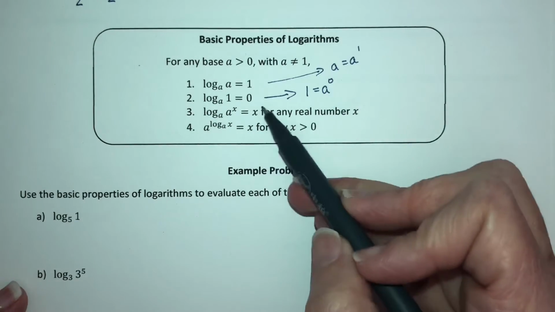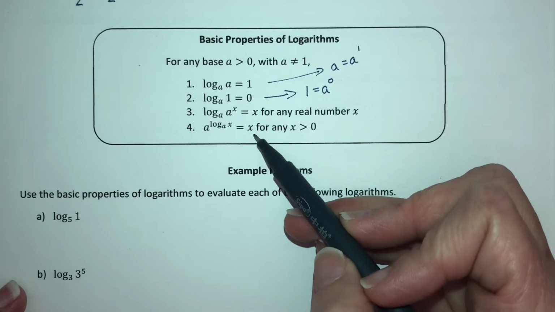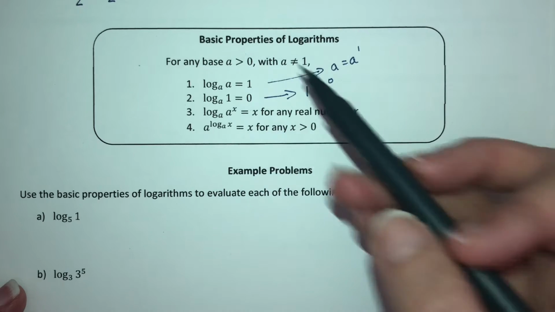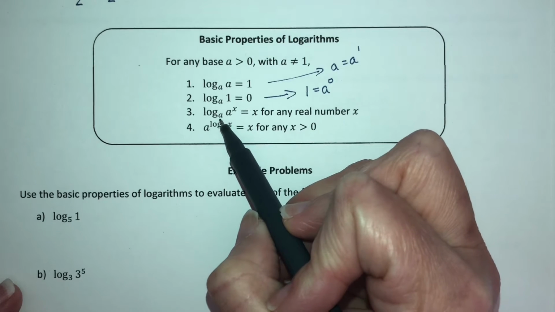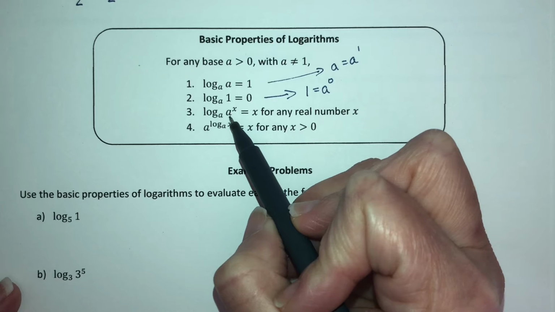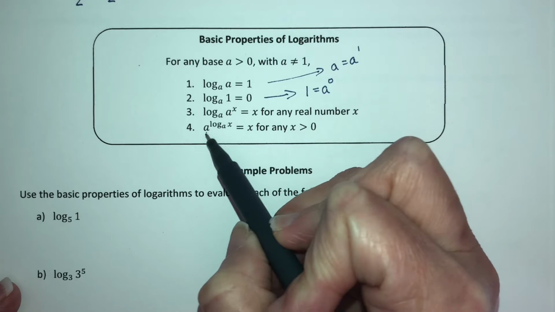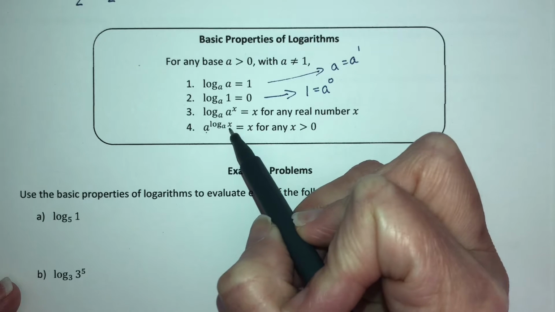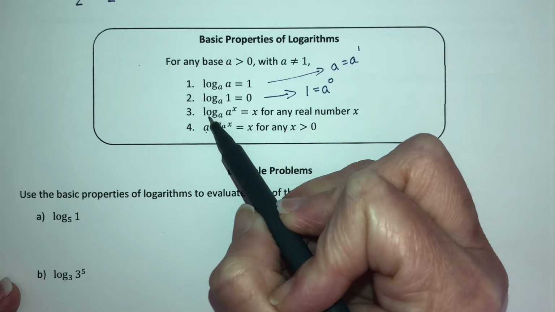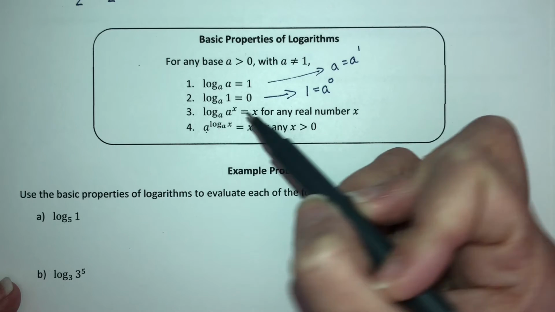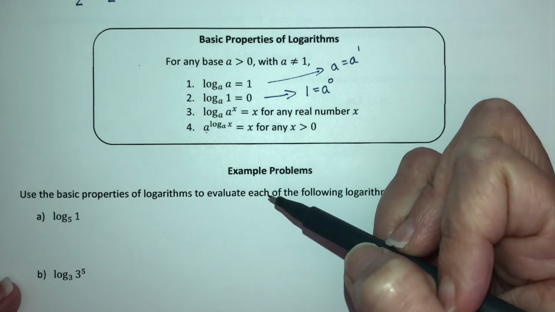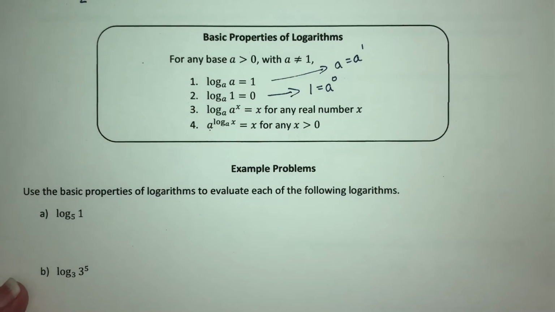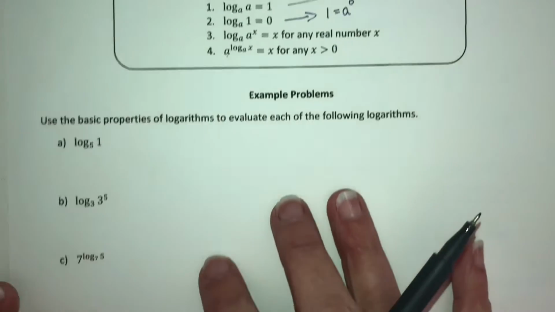And now these two are based on the fact that logarithms and exponentials are inverses of each other. As long as the base of your logarithm and the base of your exponential match, if you have an exponential raised to a log with the same base, or a log of an exponential with the same base, then you simply get x back. Okay? So let's use these properties to evaluate each of these.